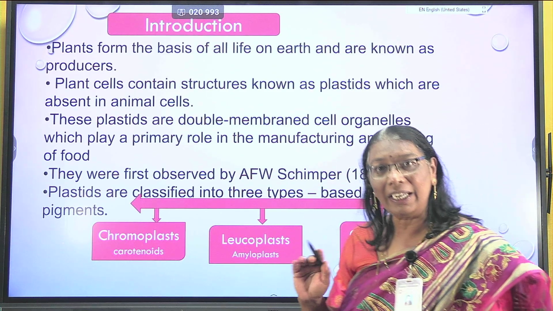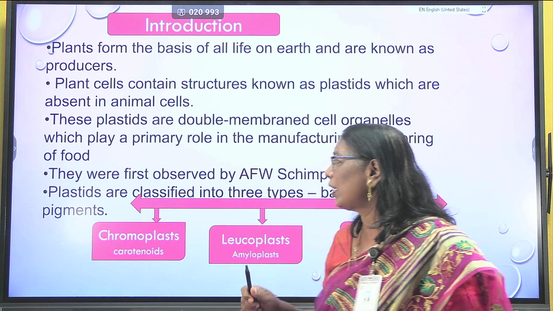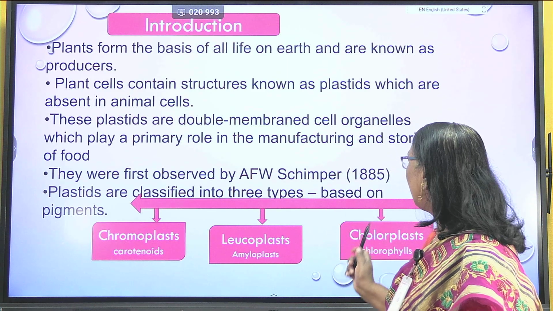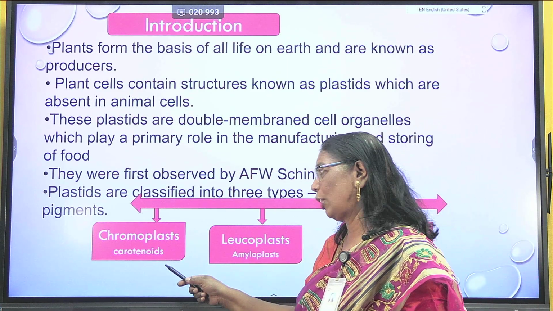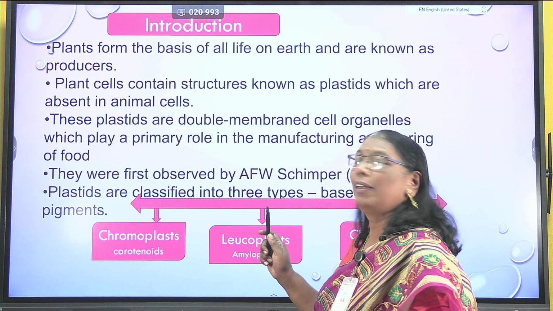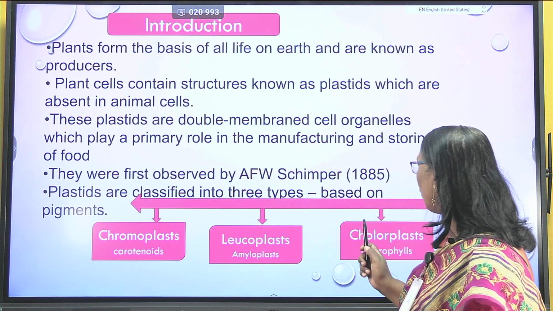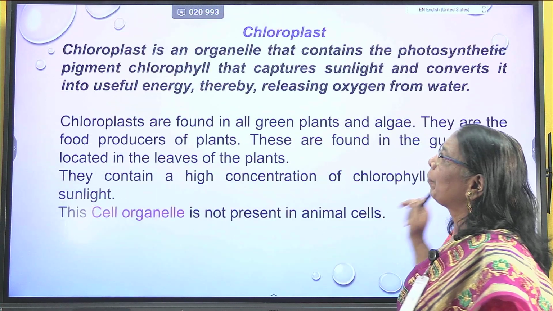These plastids are further classified into three groups. The first is termed chromoplast, the second is leucoplast, and the third is chloroplast. The best example of chromoplast is carotenoids. For leucoplast, an example is amyloplast. And in chloroplast, the chlorophyll pigments are present.